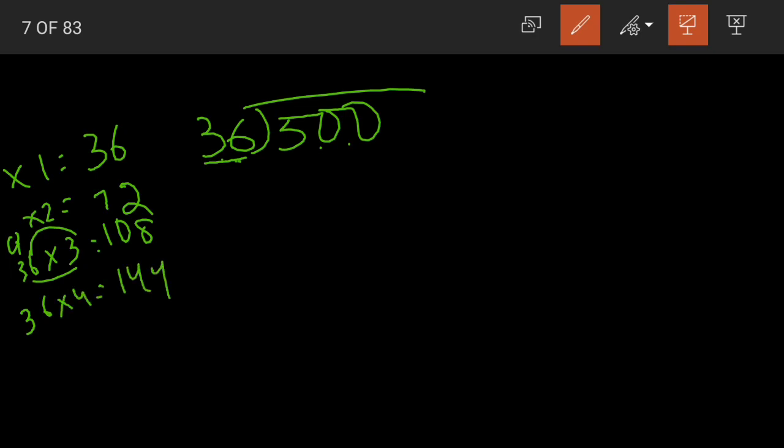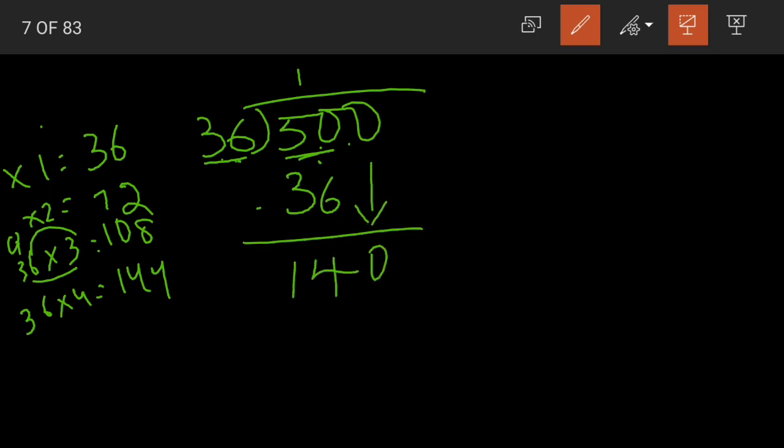Now coming to the division part, here we are having 50. We should go for 36 ones are 36. Yes, when we subtract, 14 will be our answer. Bringing 0 down. Now here we are having 140. But do we have 140 in the 36th table?